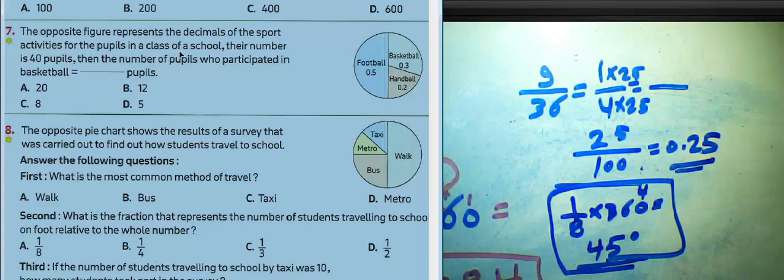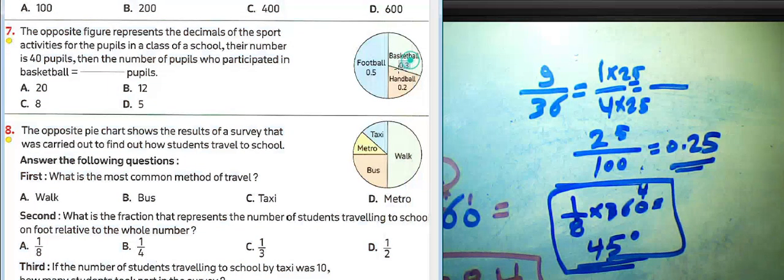In a class of school, the number of pupils is 40. The number of pupils who participated in basketball is 0.3 of them. We must multiply 0.3 by the total number, 40. 0.3 means 3 over 10. 3 over 10 multiplied by 40, we can cancel the 0 by the 0, and then multiply the numbers.